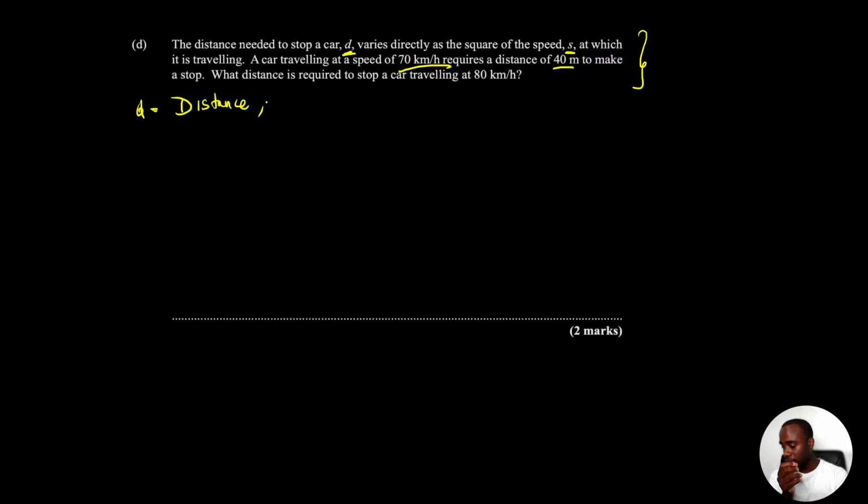So now, let's think about it. If we know that, we also know how they are related. What do we know? We know that D varies directly as the square of the speed, S. Right? So in other words, D varies directly as the square of speed, which would be something like that. And we also, as mentioned, know that 70 kilometers per hour requires a distance of 40 meters.